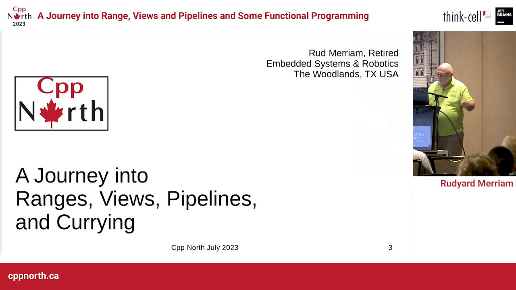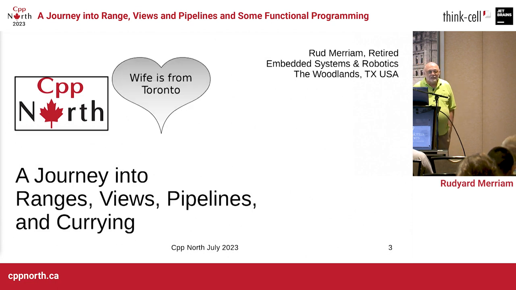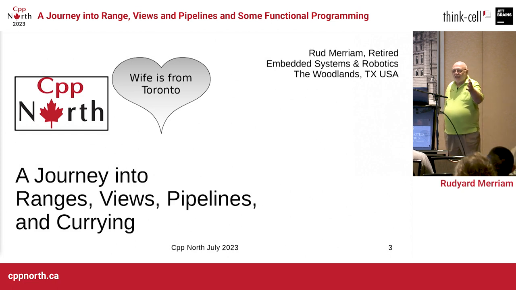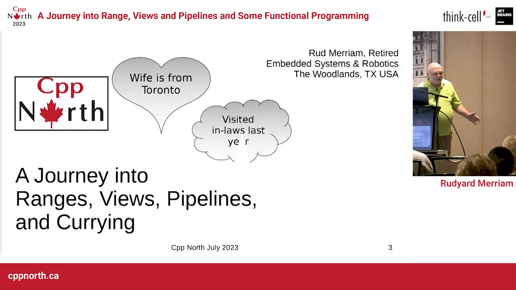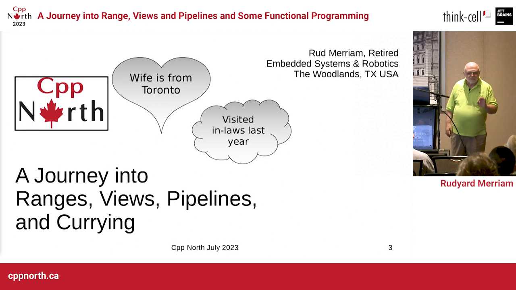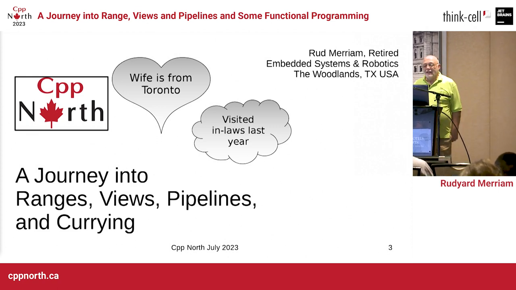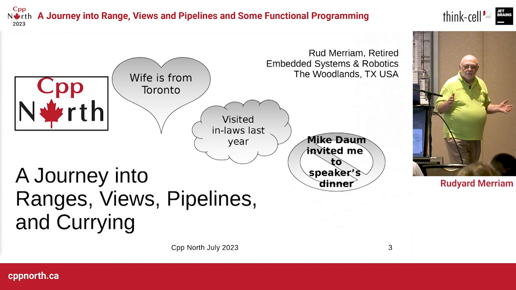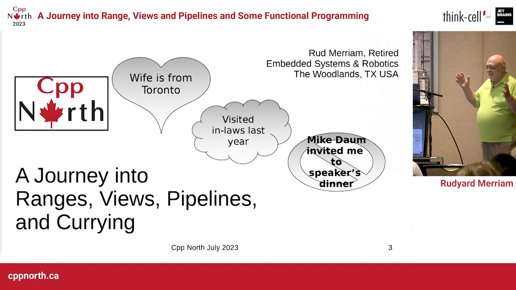So this is my wife over here. You may have seen her around today. She's from Toronto. She's a flaming extrovert. She'll start talking to you, and she'll know your life history in 5 minutes. Since she's from Toronto, she's got family up here. We were up here last year visiting, and the conference was running at the same time. To make a long story short, Mike invited me to the speaker's dinner last year, so you can blame him for me being here today.